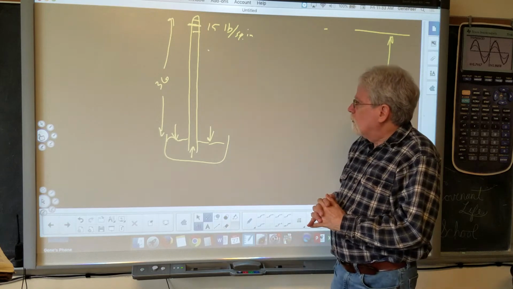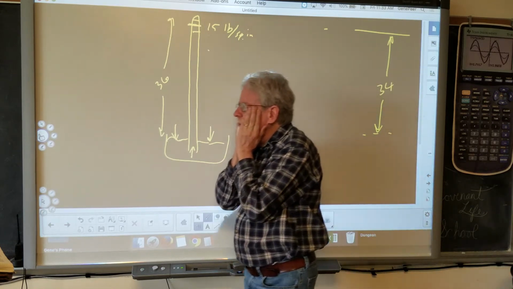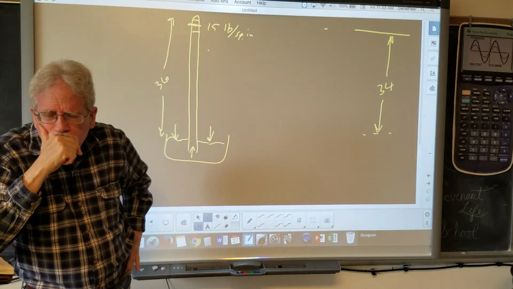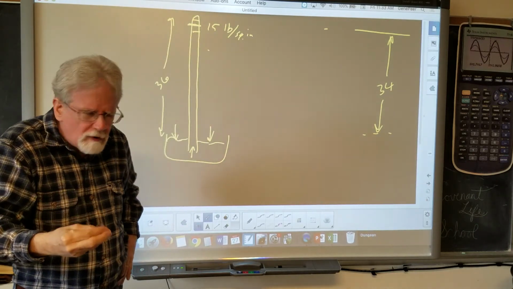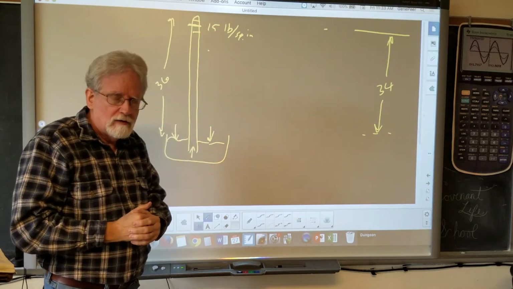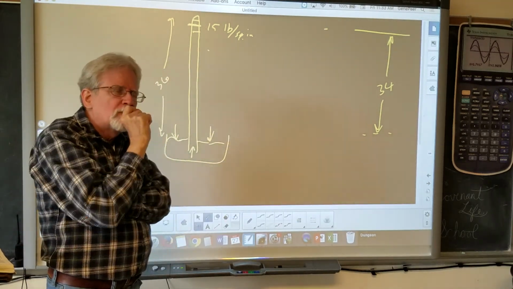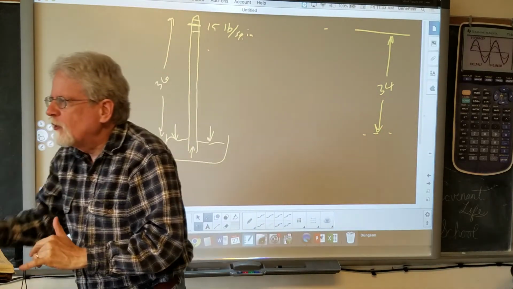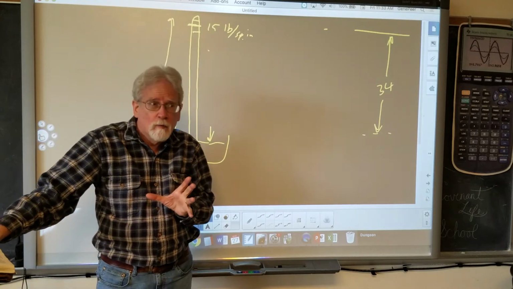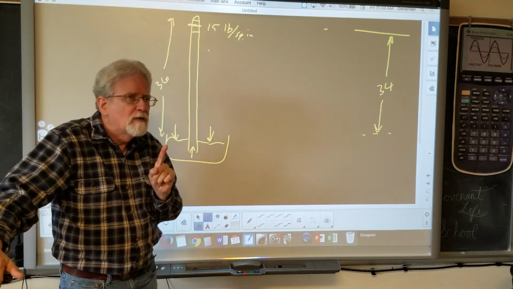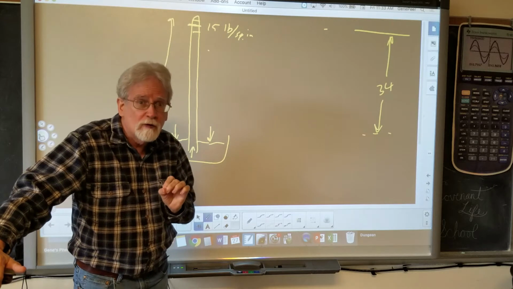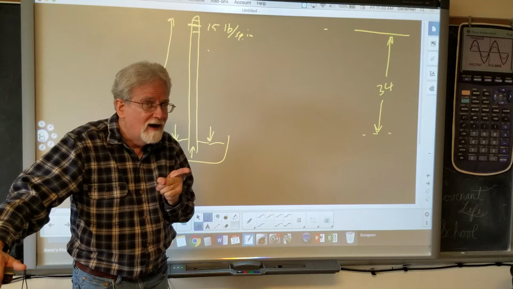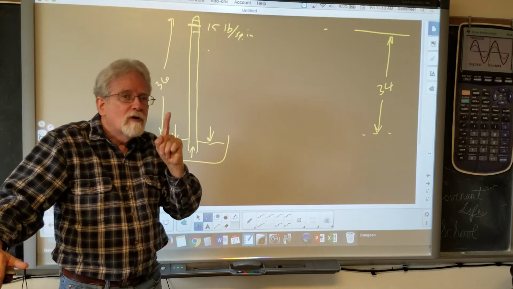So what are we to do? If only we had a liquid that was a whole lot heavier than water. If the liquid was heavier than water, it wouldn't rise up as far. The atmosphere wouldn't be able to push it up as far. What liquid do we know of that's 13 times heavier than water? Yes, mercury. Aha! Mercury.